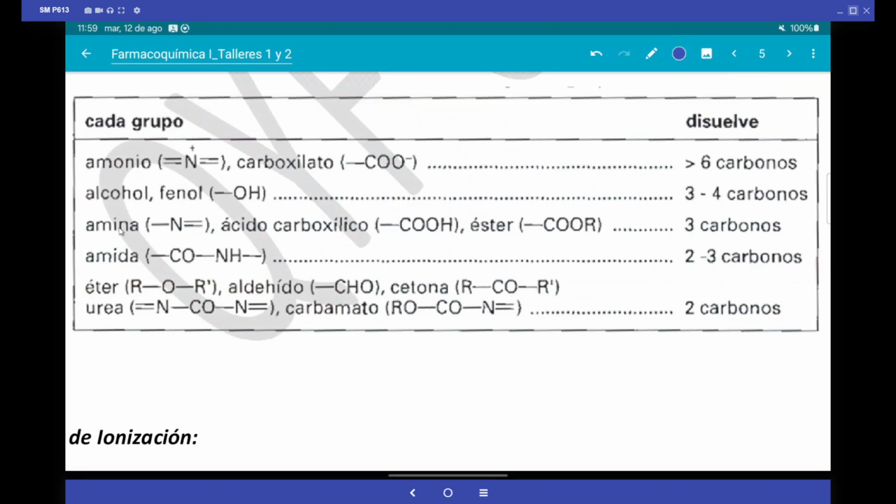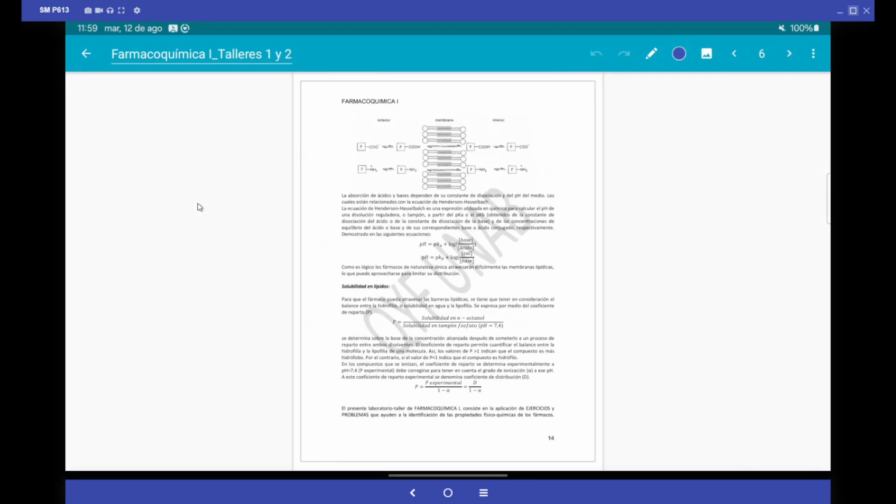Amine and carboxylic acid solubilize more when they are ionized. The ester will never be able to ionize. The ester can be hydrolyzed, but that is different. Let's see. Let's go first to these 3 groups to remember some very simple things.